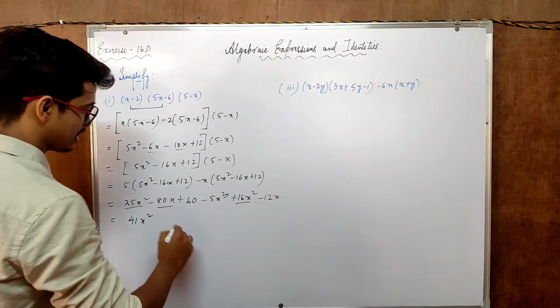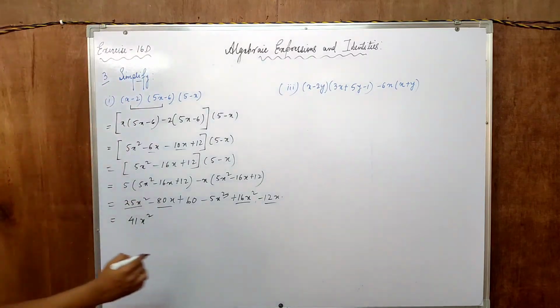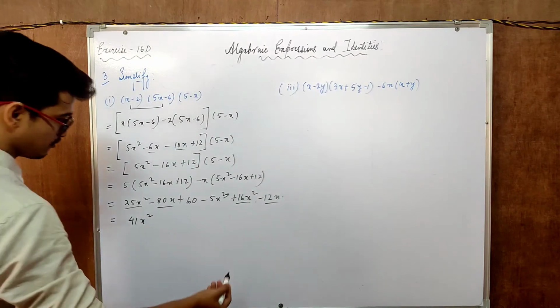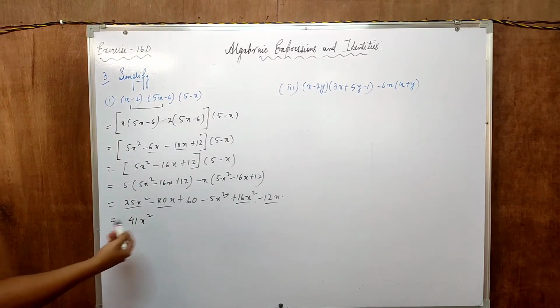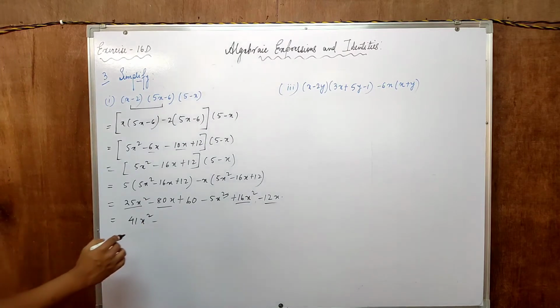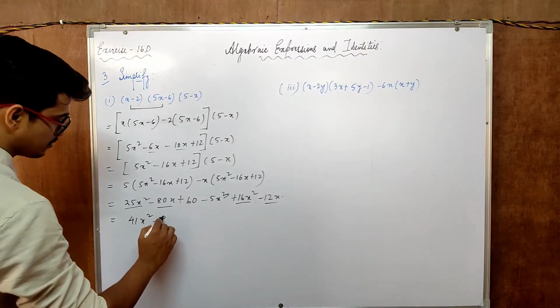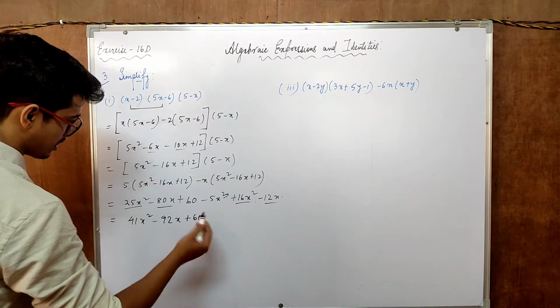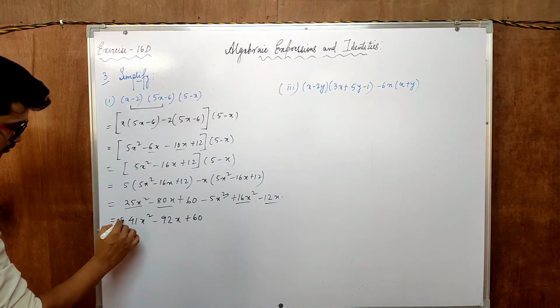After that, minus 80x is there and minus 12x is there. Both have the same sign, so that means we have to add them, and the minus will stay as it is in the result, so it will become minus 92x plus 60 and minus 5x cube. I can write it over here.